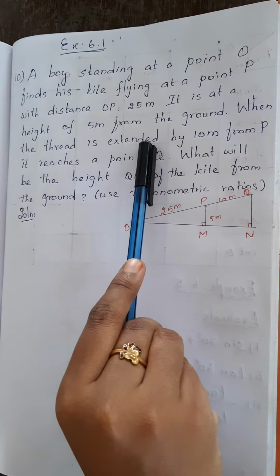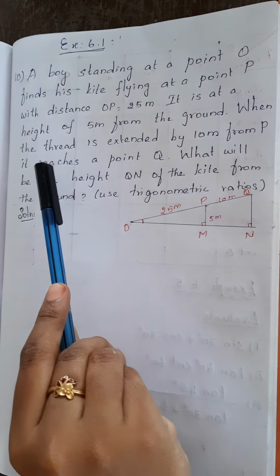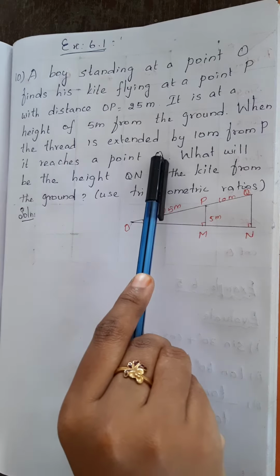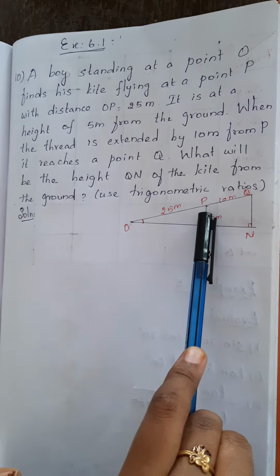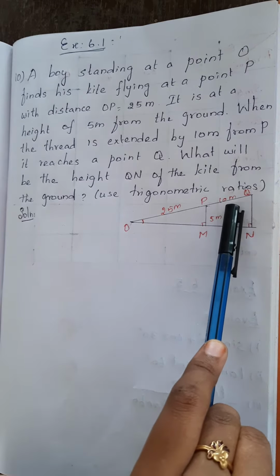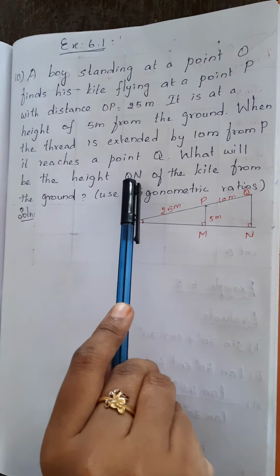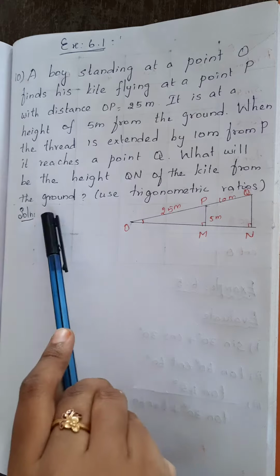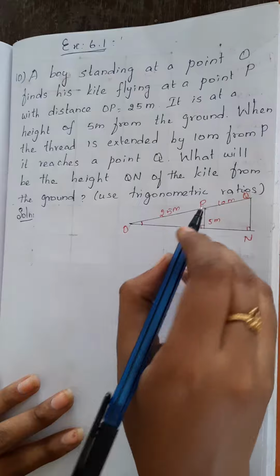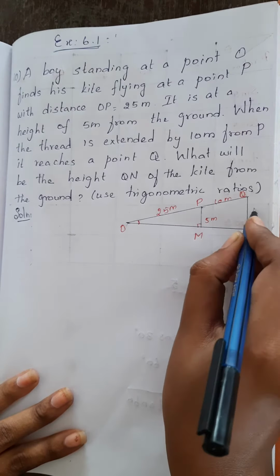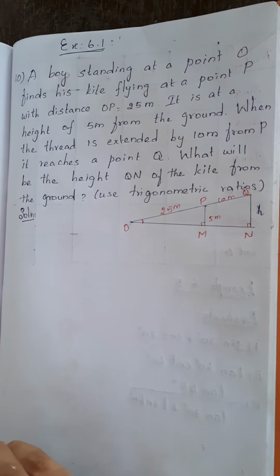When the thread is extended by 10 meter from P, it reaches a point Q. Already the kite is at the point P. Now it is extended to Q with distance 10 meter. What will be the height QN of the kite from the ground? So we have to find this height. Already it is given in the book as h. So we have to find the h.